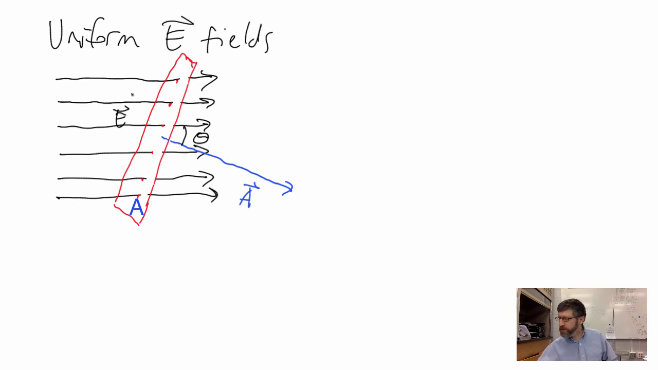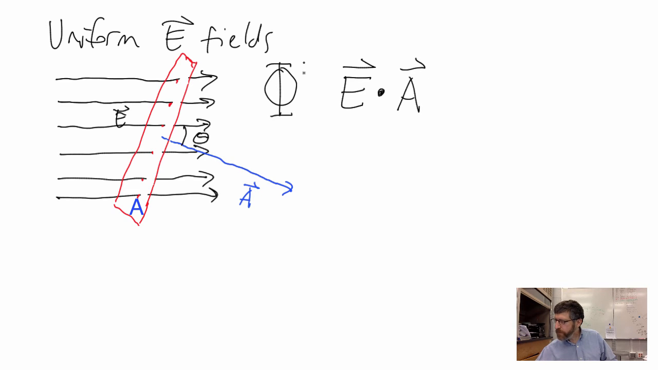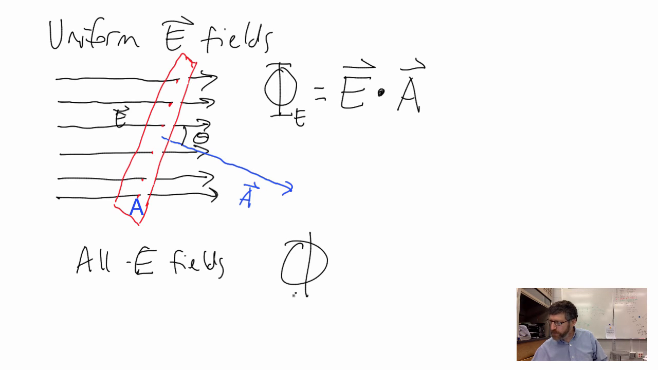So for uniform E fields, it's pretty easy. It's just E dotted on A is the electric flux, or phi sub E is the electric flux. It's a little bit more complicated. What do you suppose we're going to have to do if we have a non-uniform electric field? Integrate is correct. Here is the general statement, this works for all E fields. You can do this whether uniform or not. The electric flux will be equal to the integral of E dotted on dA vector.